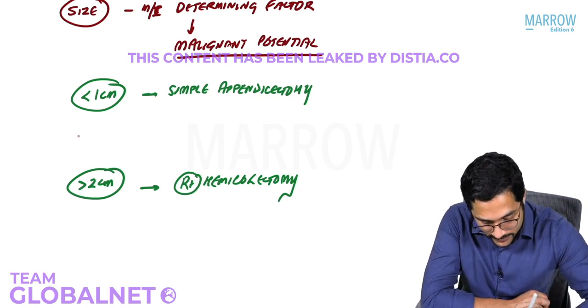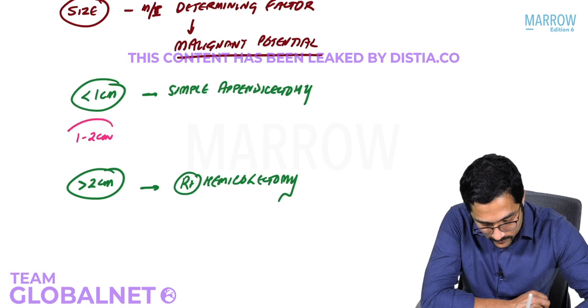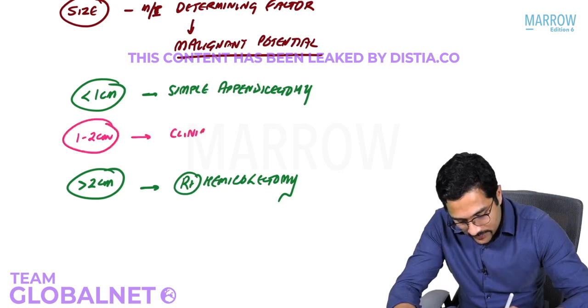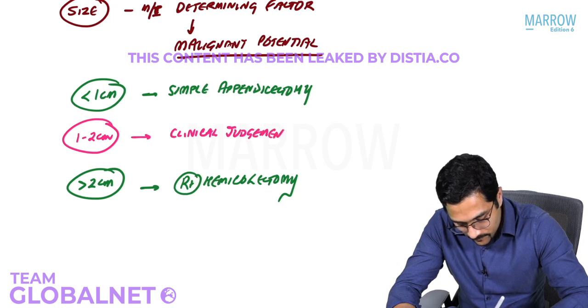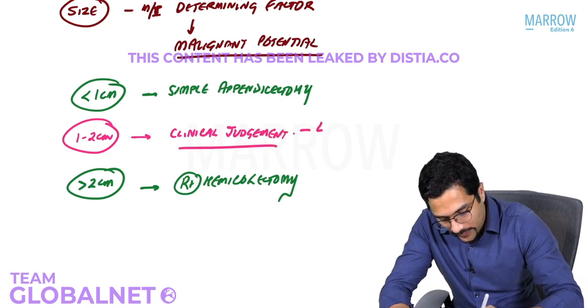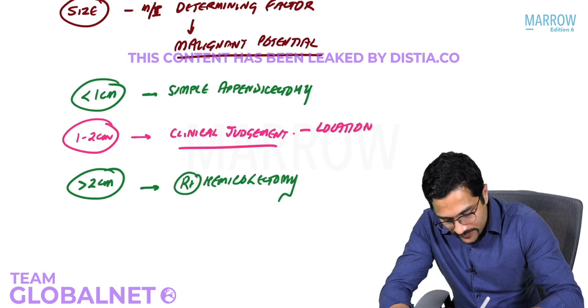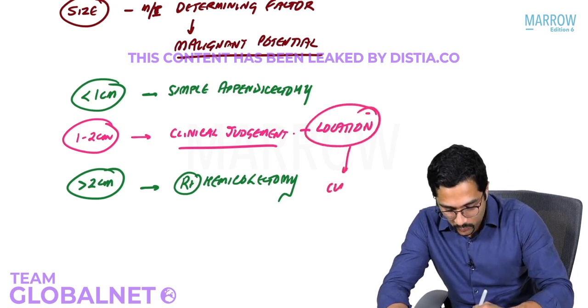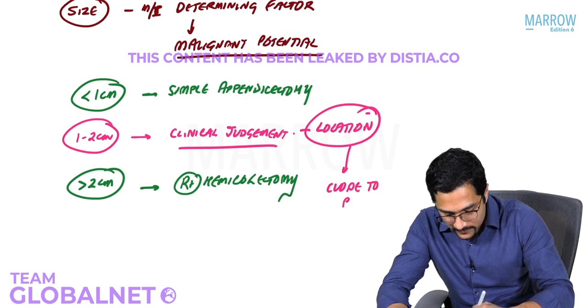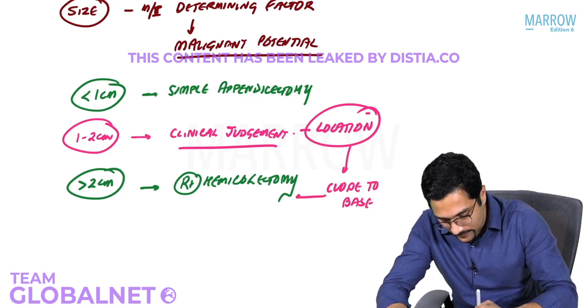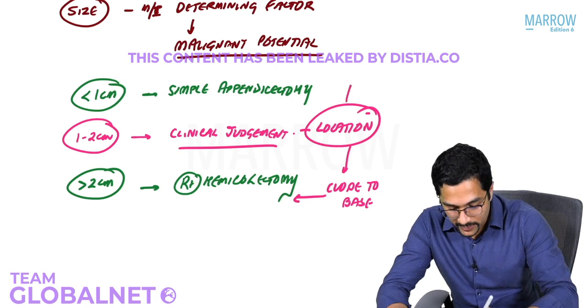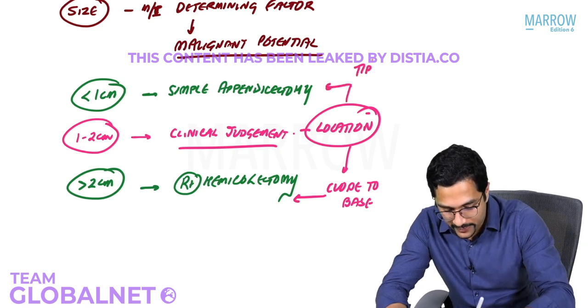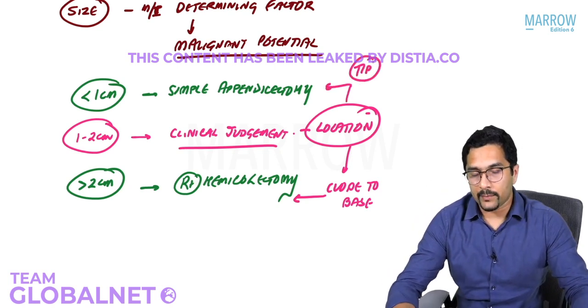For 1 to 2 centimeters, it is based on clinical judgment, and also the location of the lesion. If it is located close to the base, then we go for right hemicolectomy. If it is situated at the tip of the appendix, we go with simple appendicectomy.